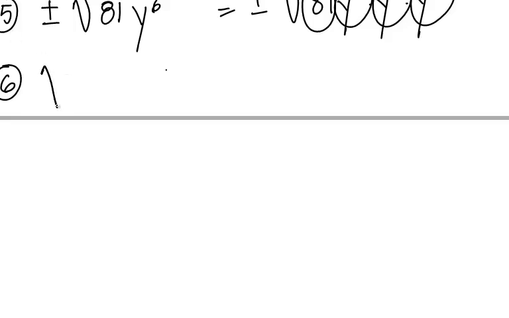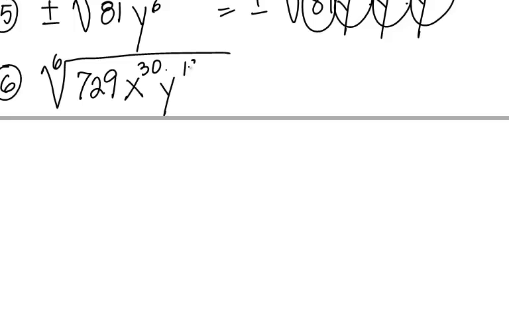So you have the 6th root of 729 x to the 30th y to the 18th. Now let's try that on your calculator. Do 6 and then the math key, and then number 5, and then 729. So that is also 3.